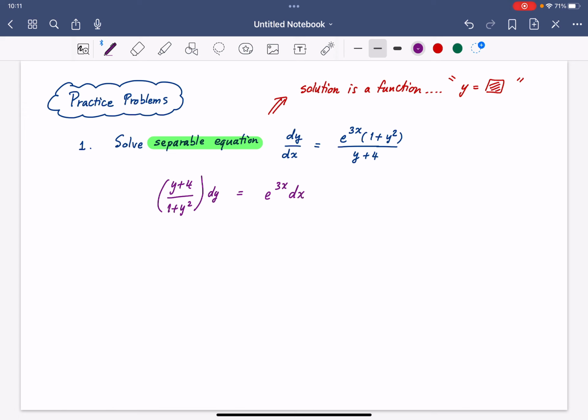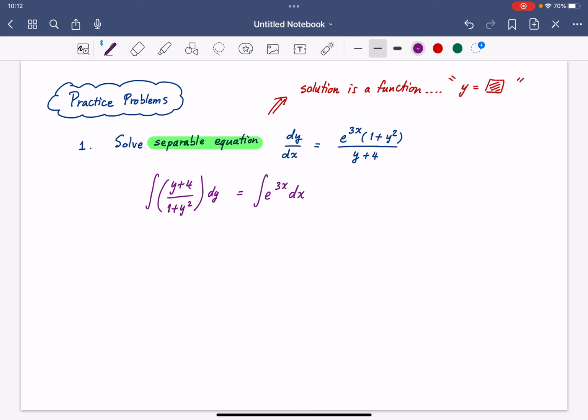Can you follow that? It's just moving dx to the right hand side, so dx is here, and then I move the term (1 plus y squared) over (y plus 4) to the left, so it's going to be (y plus 4) over (1 plus y squared). Does it make sense? If you move everything around, you see that we have x on one side and y on the other, separately. You have no y here and no x here, and after that you integrate on both sides.